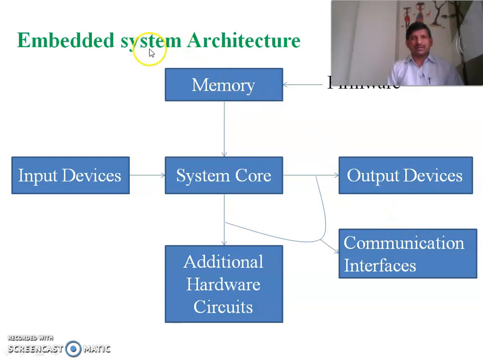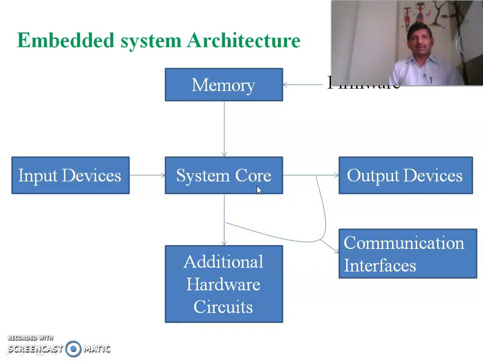So embedded system architecture contains 5 basic elements. First one is system core, which executes the instructions. The system core components may be microprocessor, microcontroller, digital signal processor.